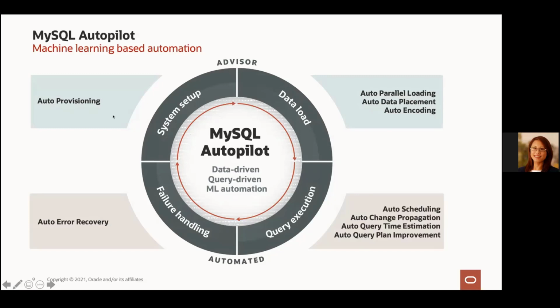For example, in system setup with auto provisioning, a lot of the time with an OLAP system, which is usually a cluster, the user needs to manually decide how many nodes they will need for their workload. And usually this is not an easy task. Usually it's a trial and error kind of task. With auto provisioning, we sample the data in MySQL and then use machine learning to predict the number of nodes or the cluster size that you need for HeatWave in order to run your workload.